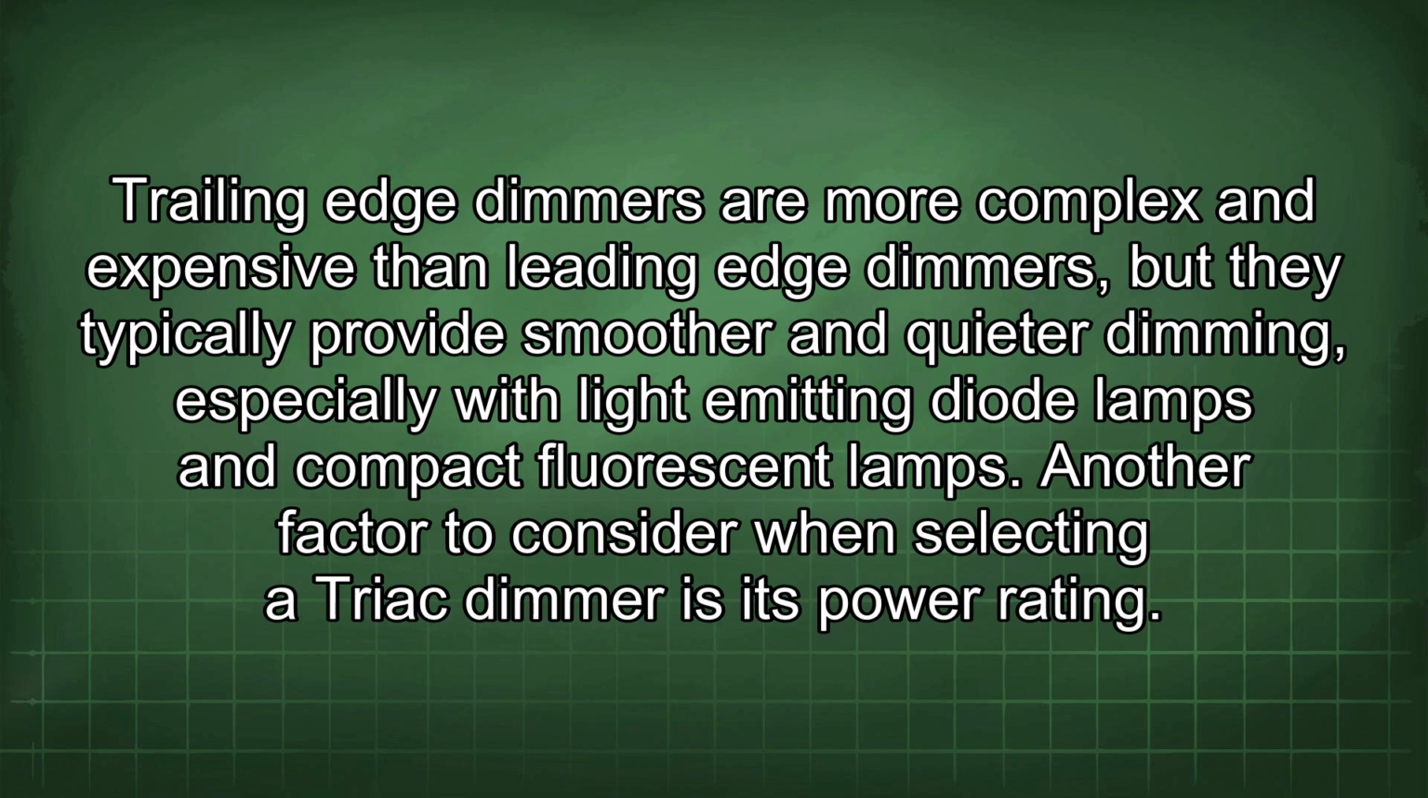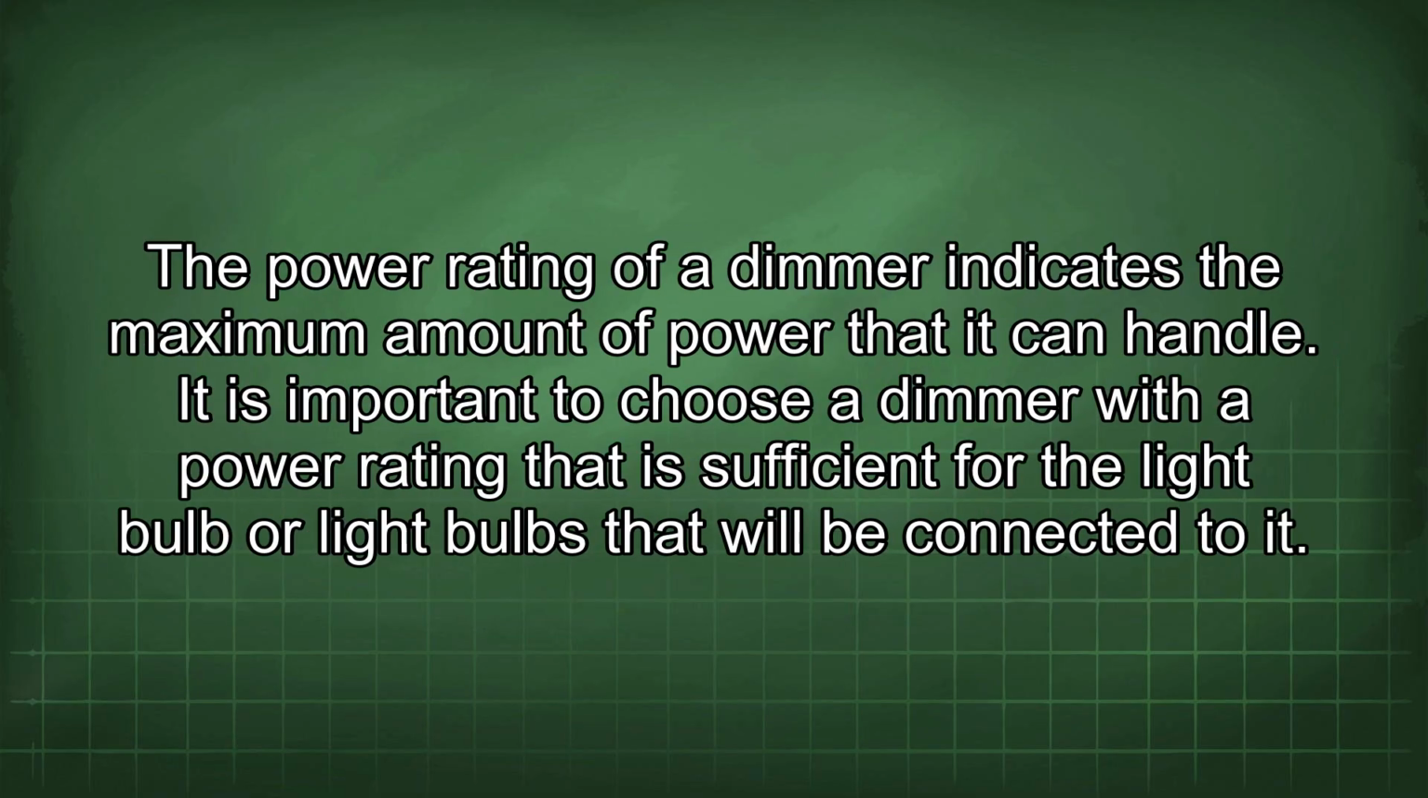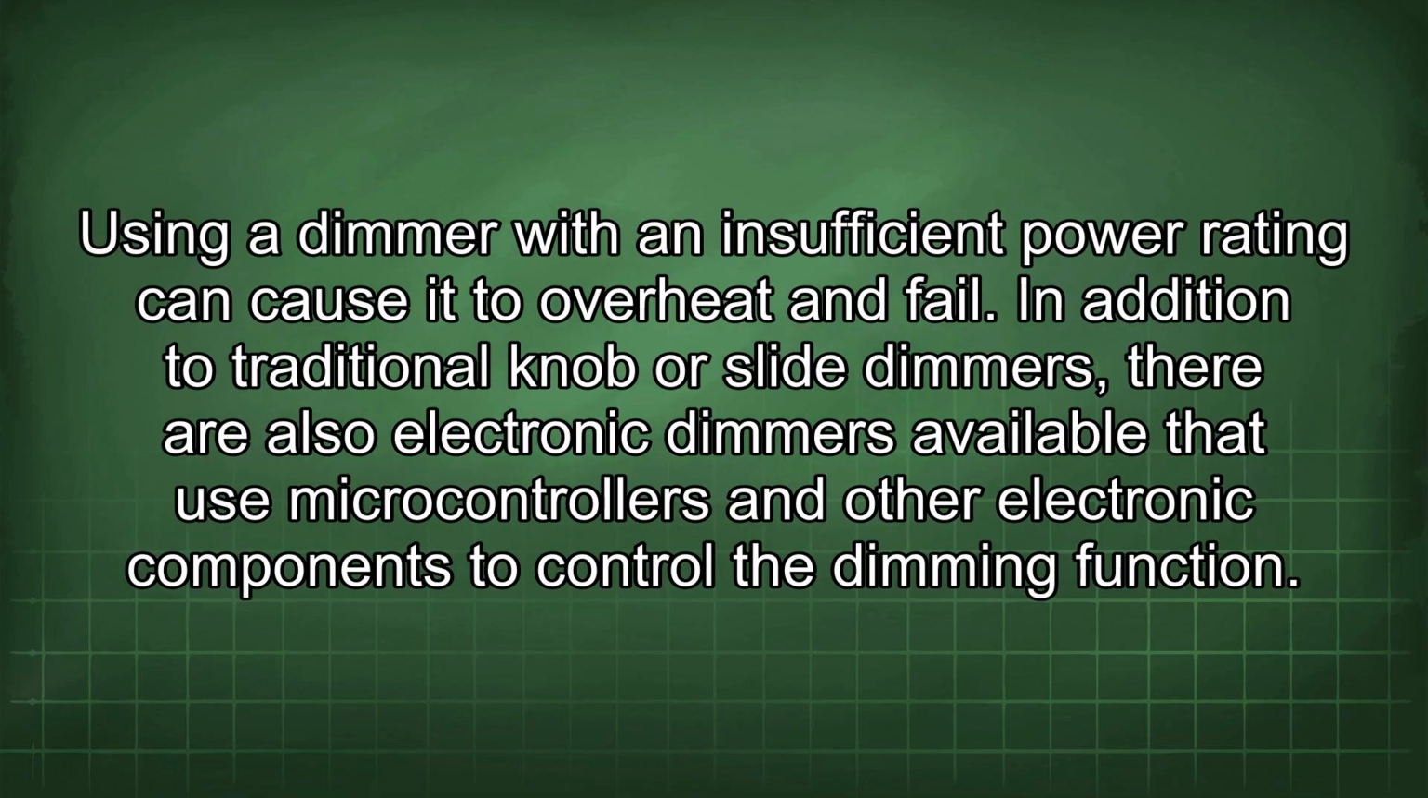Another factor to consider when selecting a triac dimmer is its power rating. The power rating of a dimmer indicates the maximum amount of power that it can handle. It is important to choose a dimmer with a power rating that is sufficient for the light bulb or light bulbs that will be connected to it. Using a dimmer with an insufficient power rating can cause it to overheat and fail.